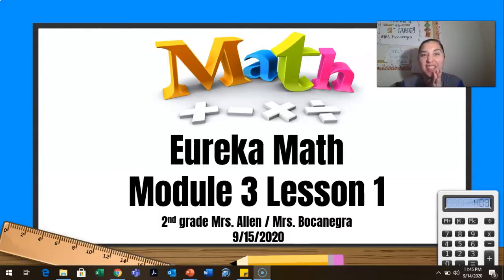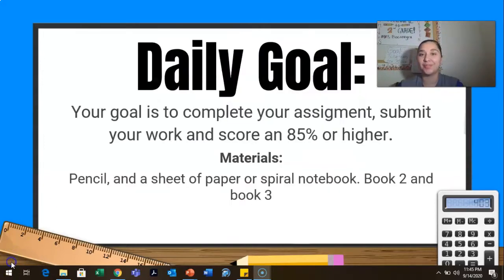I am very excited because this is one of my favorite modules, boys and girls. Let's talk about your daily goal. Your goal is to make sure you submit your assignment and that you score an 85 or higher in that assignment. Your materials for today: you need a pencil and a piece of paper or your spiral, book number 2 and book number 3. You will need book number 2 for right now, and you will need book number 3 for the class.